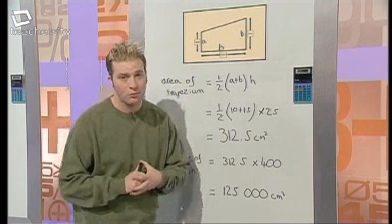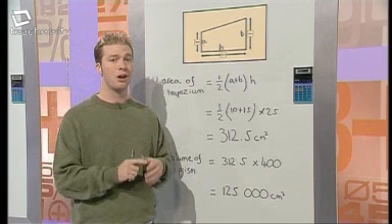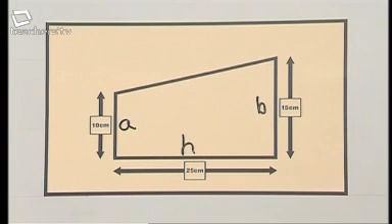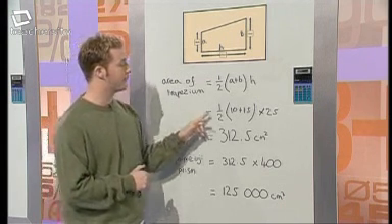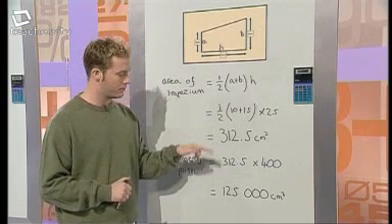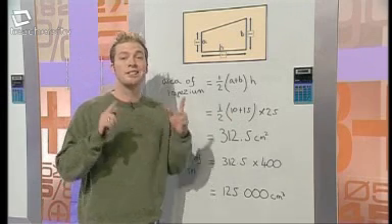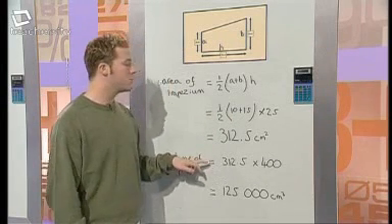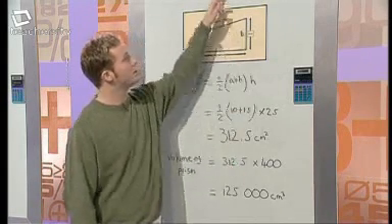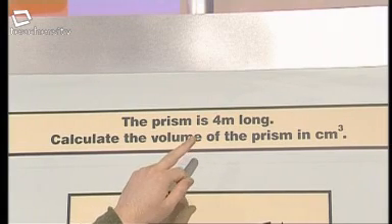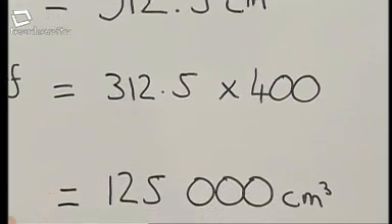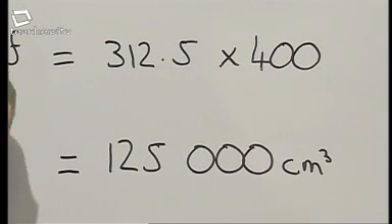I too used the same formula as Katie for working out the area of a trapezium, only I called this side A and this side B. That h we kept the same. Now, putting in the figures, that gives me an area of half of 10 plus 15 multiplied by 25, which gave me 312.5 centimetres squared, which is exactly the same as Katie. Only the volume of the prism is the area multiplied by its length, which is 4 metres. That's 400 centimetres. So the answer is 125,000 cubic centimetres.